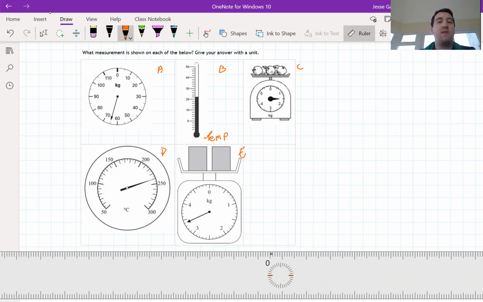Okay, so you should only be playing the video if you've tried to do each of these. The first one, well, I'm halfway between 60 and 70. There are 2 spaces between 60 and 70. So in the middle of them is going to be 65, and the unit is kg. Well done. If you said that, great.